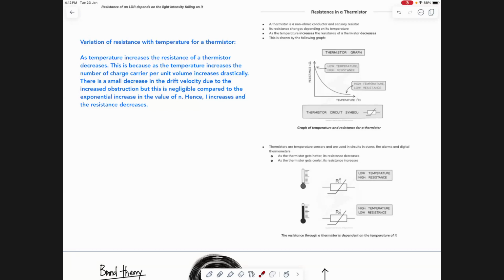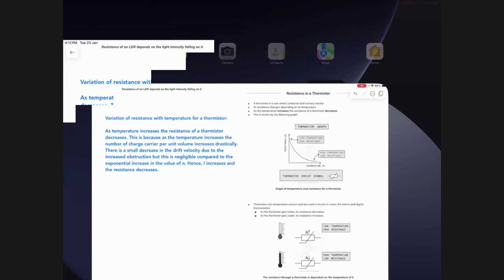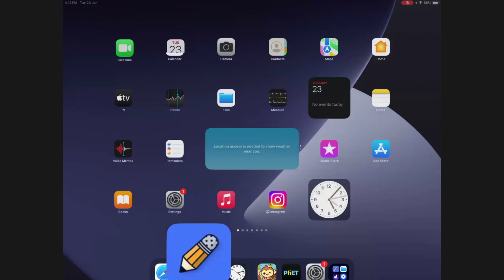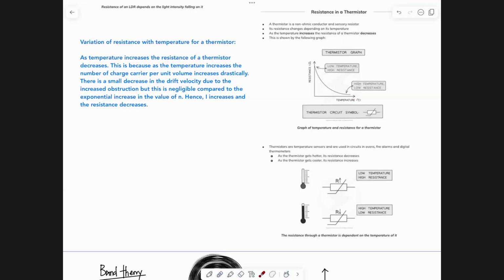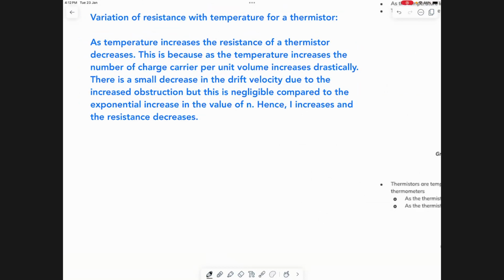Right. So, screen share what I discussed last class. I'll go through this one more time. It's important to finish: why resistance decreases as temperature increases for a thermistor. So that's this.